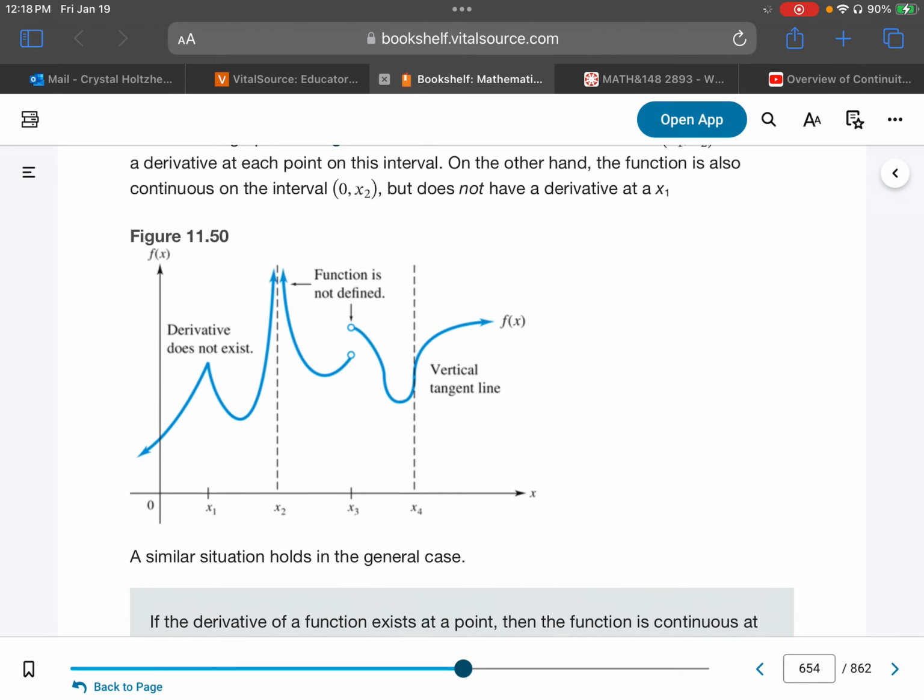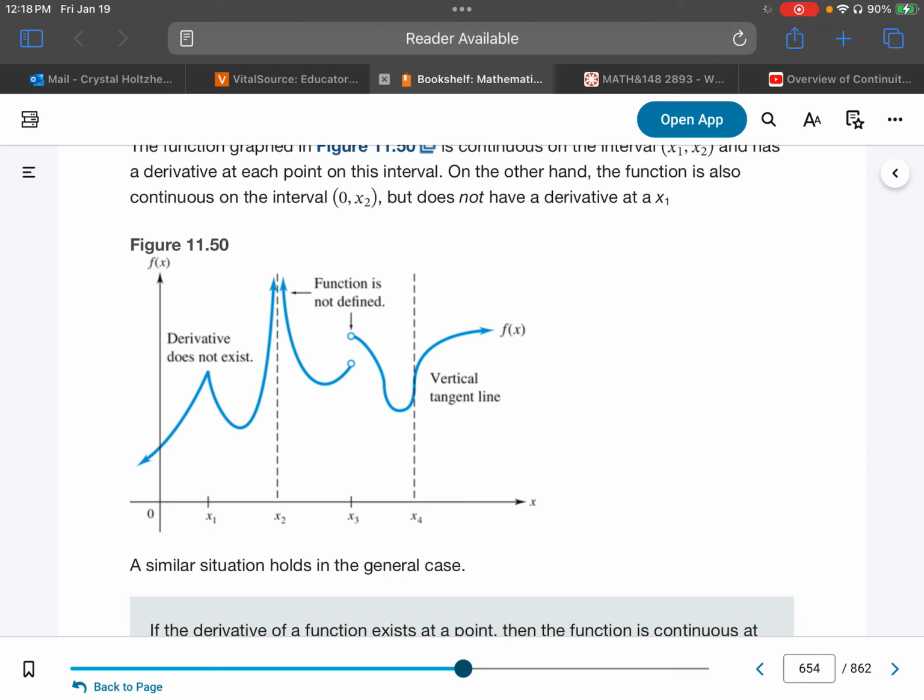So hopefully that graphic helps that make a little bit more sense. And in the next video, we will be concluding this section.